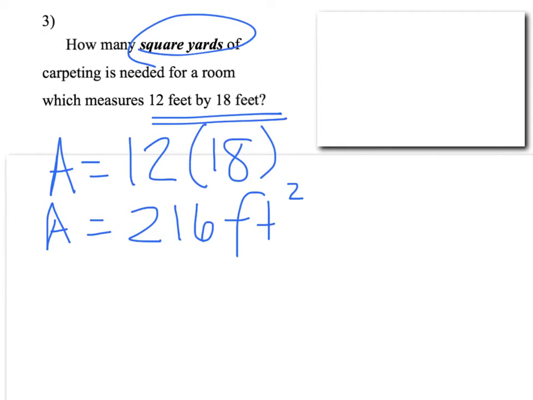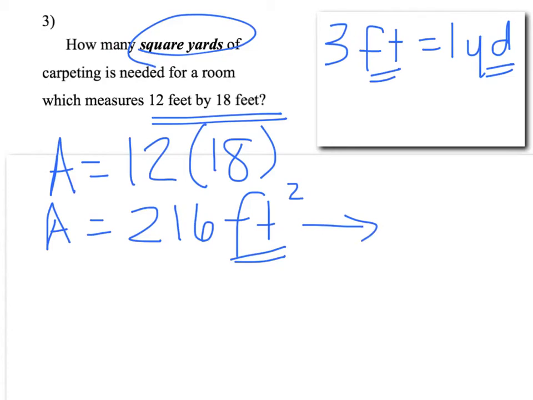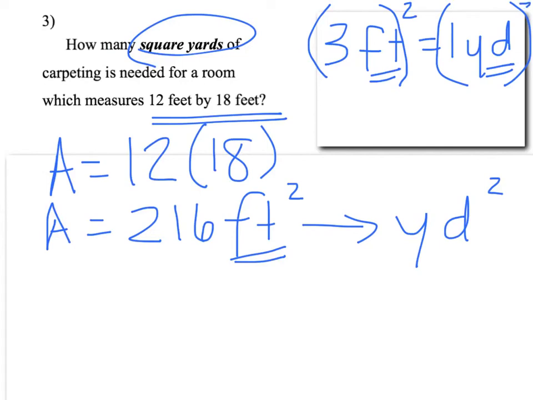We don't just divide by 3. We have to set up our conversion factor. 3 feet is equal to 1 yard. But again, that conversion factor is feet to yards. And I'm converting from square feet to square yards. So in class, we learned how to manipulate a conversion factor. So I'm going to have to manipulate this. I'm going to have to multiply by itself to be able to square it. So 3 feet squared is equal to 1 yard squared.